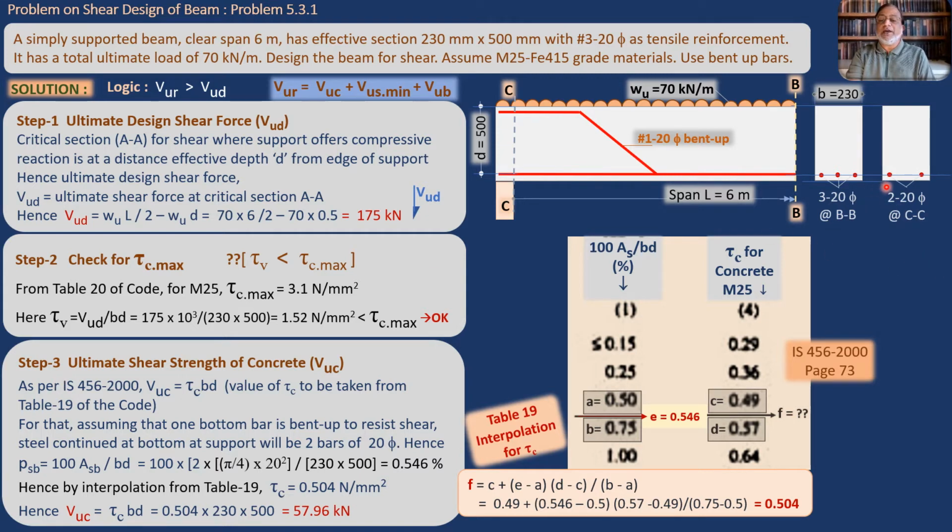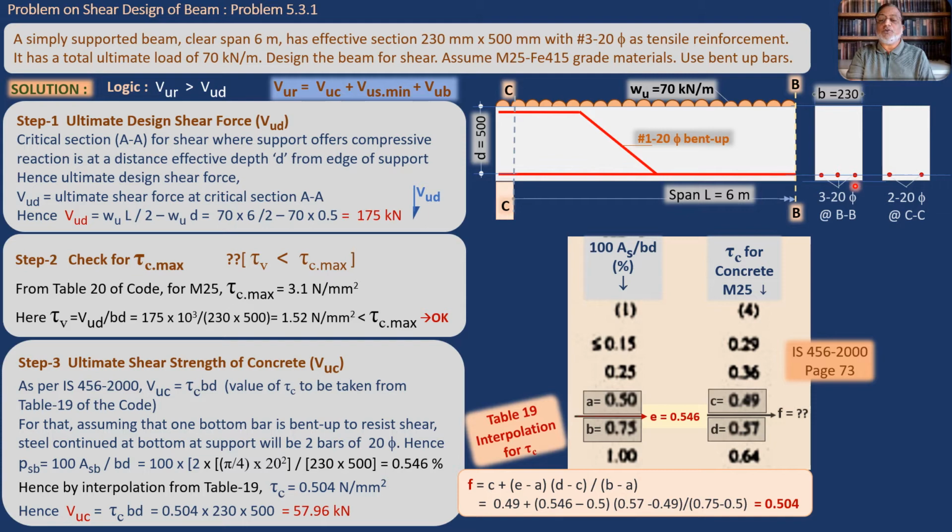First thing, you must continue at least 2 bars at the bottom in the support. So your beam is right now having 3 bars at center. If you had only 2 bars at center, you were not allowed to bend any bar in the beam. You have to forget about bent up bars if you are having only 2 bottom bars. Because we have got 3 bottom bars, we can think of bending 1 bar. Because 2 bars must continue at bottom in the support.